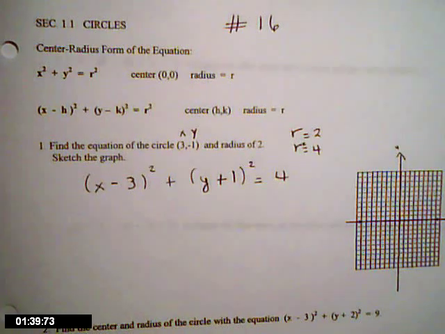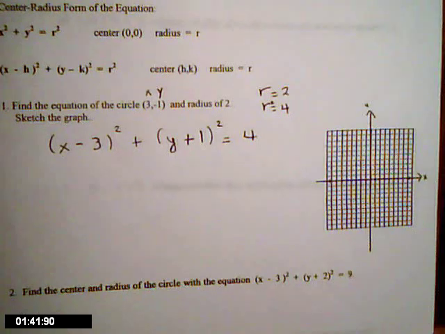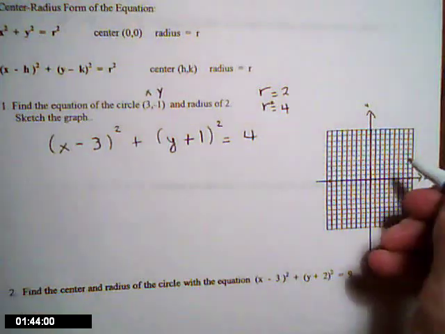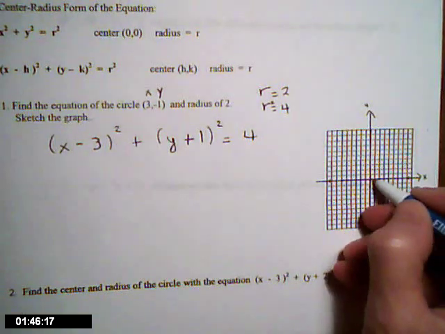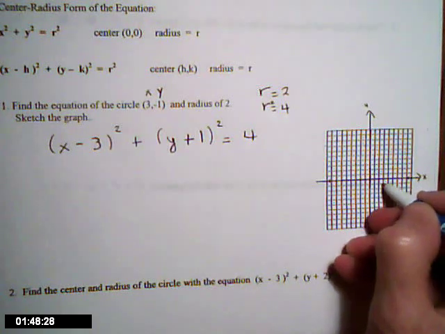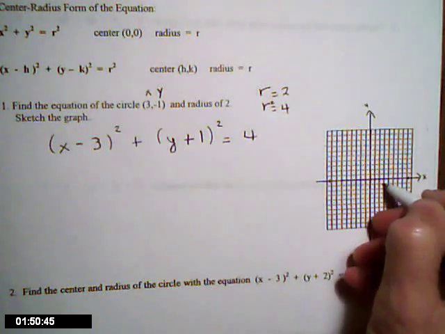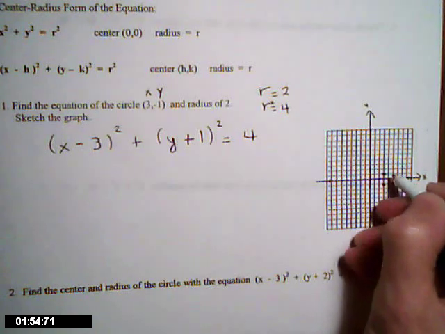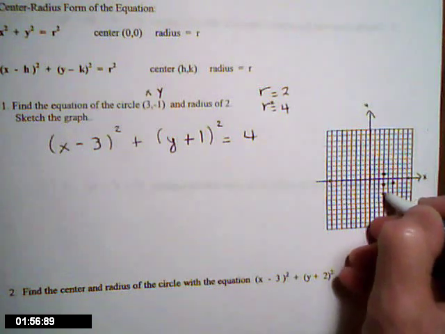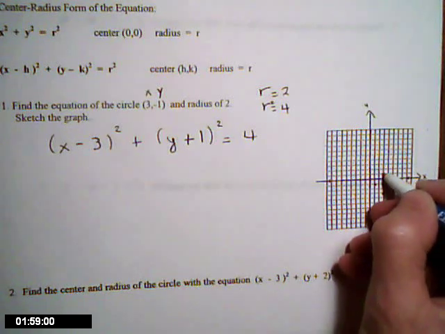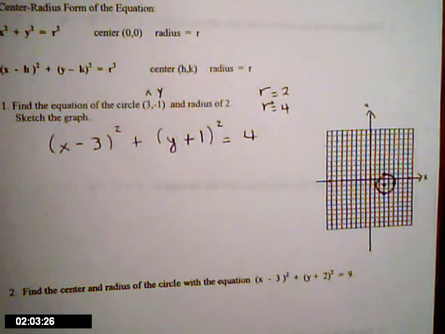Now, to graph this, and this is going to be kind of hard for you to see because my graph is so tiny, I'm going to go to the center point, which is (3, -1). Now the radius is the distance from that point to all points on the circle, so I'll go up 2 units, right 2 units, down 2 units, left 2 units, and I'm going to try to draw something that looks like a circle. Not very good.